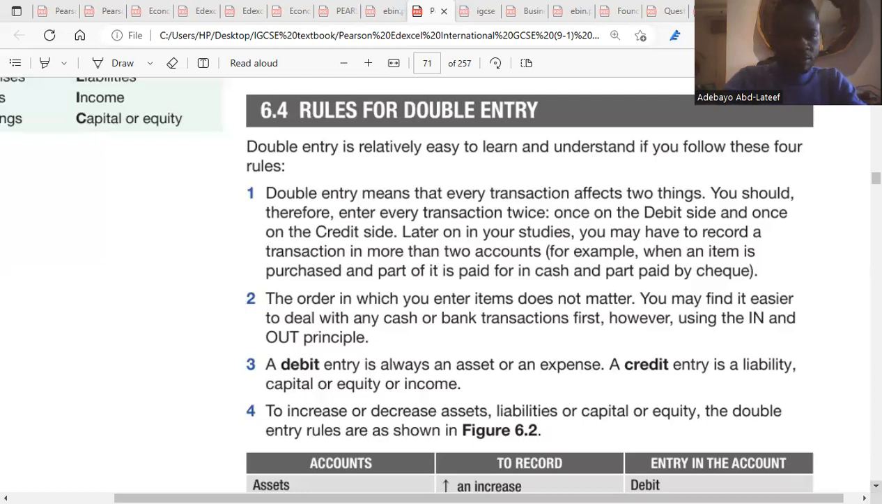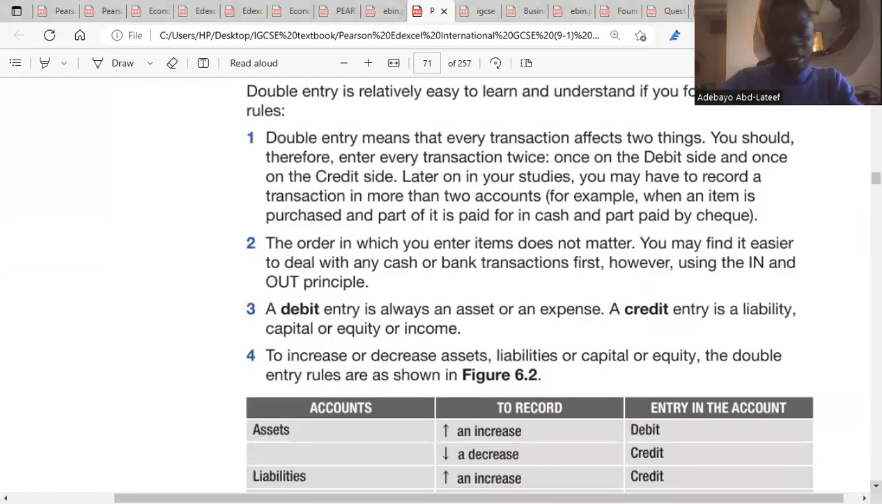The third one, a debit entry is always an asset or an expense. A credit entry is a liability, capital, equity, or income. So what goes to your debit? Transactions that are expenses or assets are always going to be debited. Those that are income, equity, liability, or capital will be on the credit side. I think it's clear. So your debit side for every posting should be expenses and assets. Your credit side should be income, liability, capital, or equity. Is it clear? Yes. Okay.